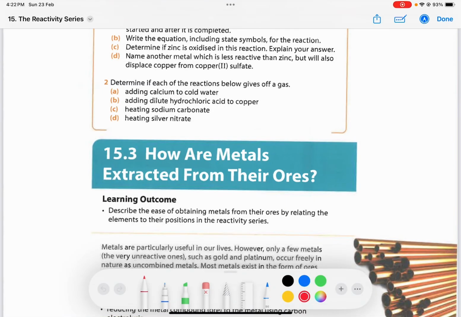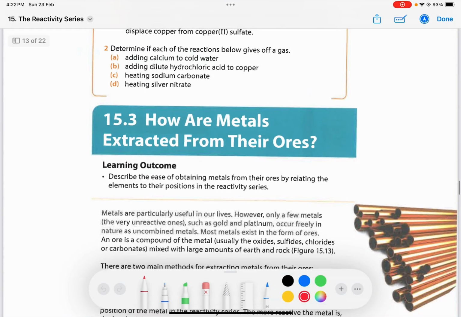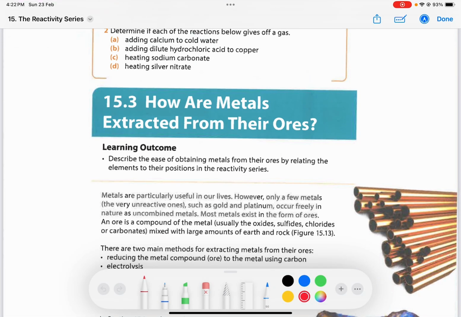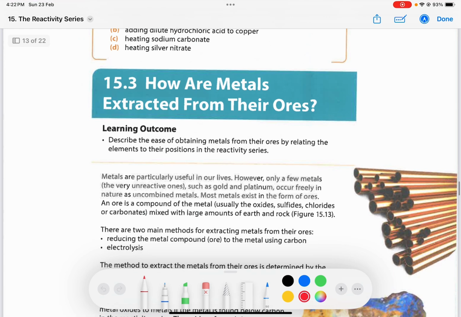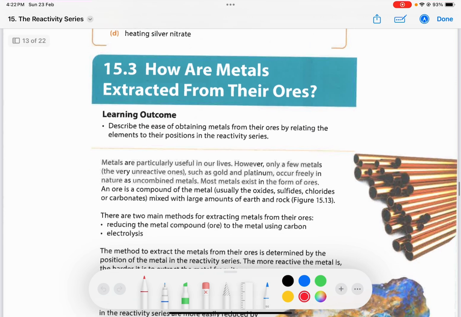Okay, so this is just to go through how metals are extracted from their ores. Just take note that comparing the new syllabus and the old syllabus, the old one actually has a bit more focus on this, but the new syllabus is just a more touch and go kind of thing.